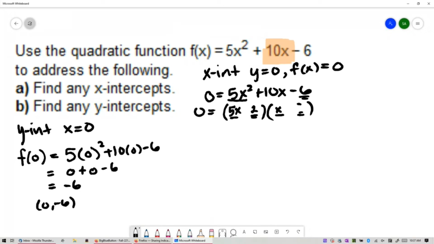So 2 times 3 would give me 6. And then I need to check to make sure that I would get the right middle number of 10. So I would check multiplying the inside and the outside. That's a 2x and a 15x. And if I combine those by either adding or subtracting, that's not going to give me the 10x in the middle. So I know this is not going to work. So then I try something else. I try the 3 over here and the 2 here.